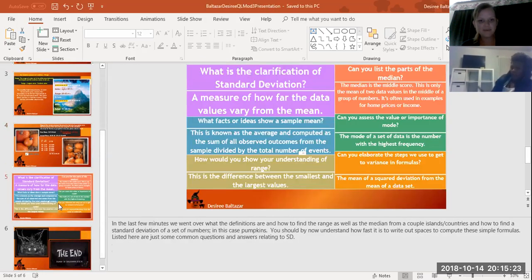In the last few minutes, we went over what the definitions are, how to find the range as well as the median from a couple islands, and how to find standard deviation of a set of numbers. You should now understand how fast and easy it is to work through these formulas. These are just some common questions and answers related to standard deviation.